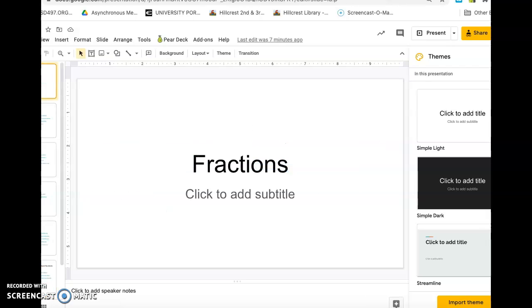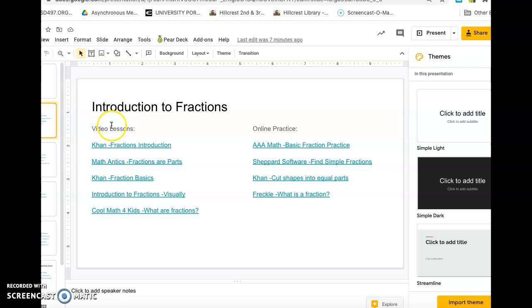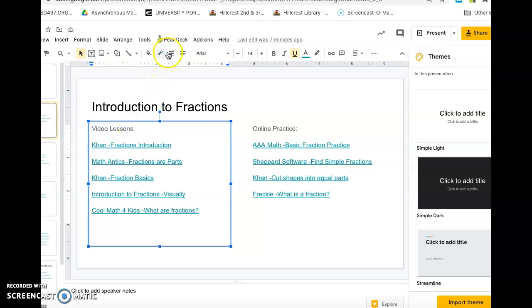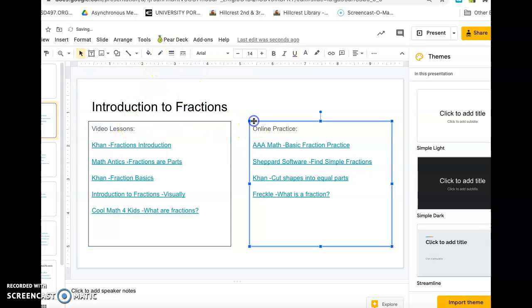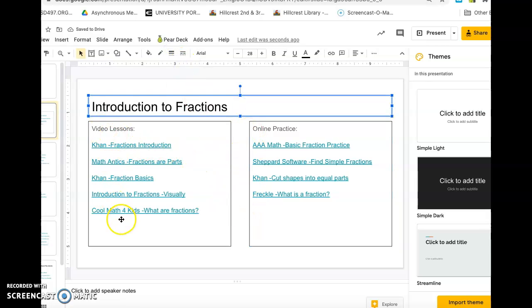So what my expectations are for this week and going into next week are that you use these slides to learn and practice about fractions. So on the left side of each slide, you will see video lessons. So we'll put a little box around that so you can see it a little easier. So the video lessons on the left side. You do not have to watch every single one of these videos, but my expectation is that you are watching enough of the videos to learn the information.